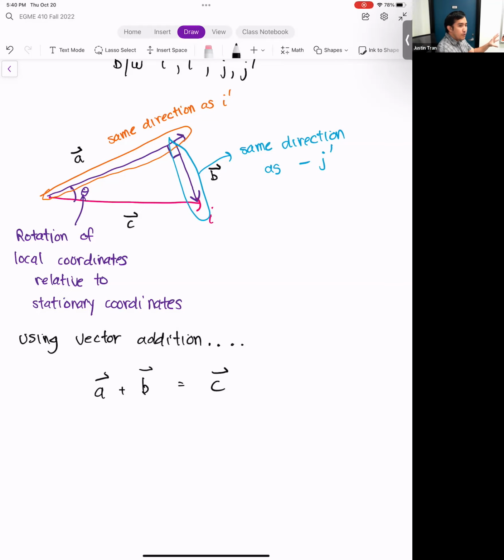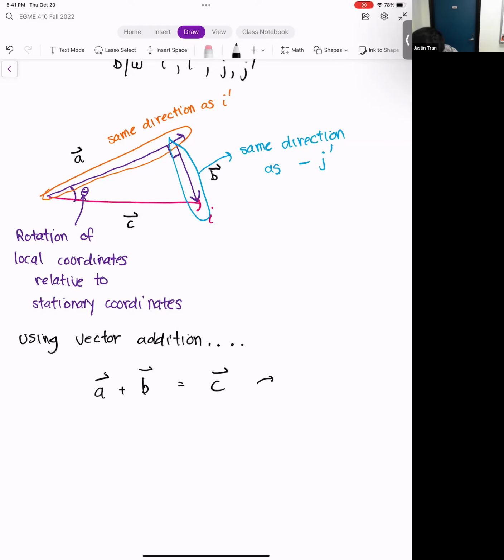Any questions on this so far? And so this is all just vector algebra so far. We haven't used trigonometry yet, but hopefully it makes sense why I drew this triangle the way it is. What we're going to do next is replace those ABC vectors with the I prime, J prime, and I vectors. But I just kind of want to illustrate to you the vector addition notation. Okay. Any questions on this so far?